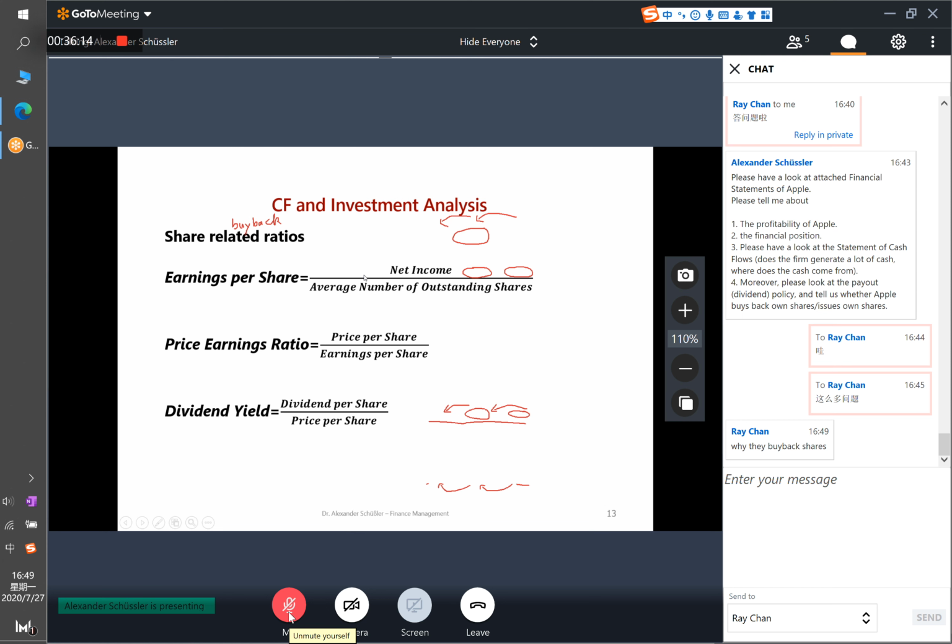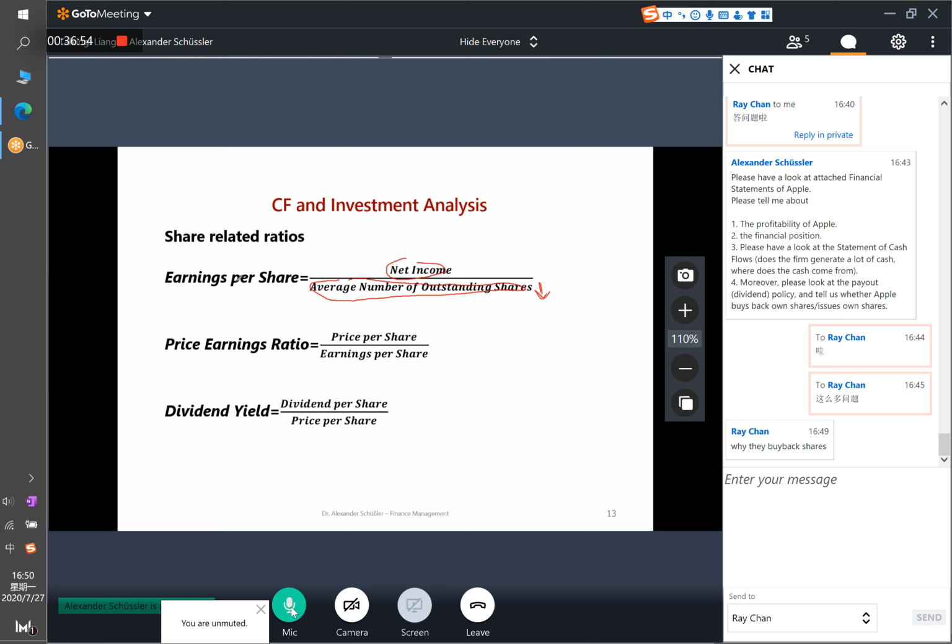If you look at earnings per share, you calculate earnings per share by taking the net income and dividing by the number of outstanding shares. So what happens to earnings per share if net income stays the same, but the number of outstanding shares goes down, as is the case with Apple? What happens to earnings per share?